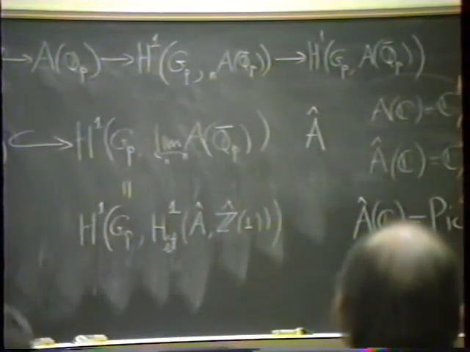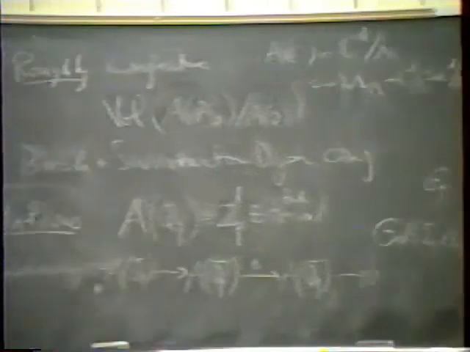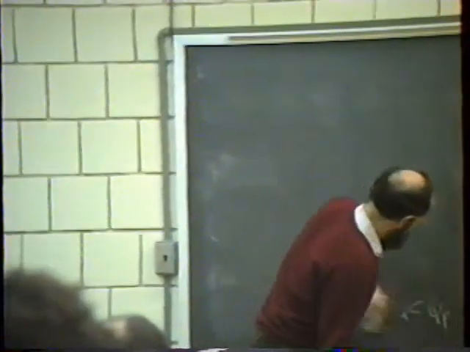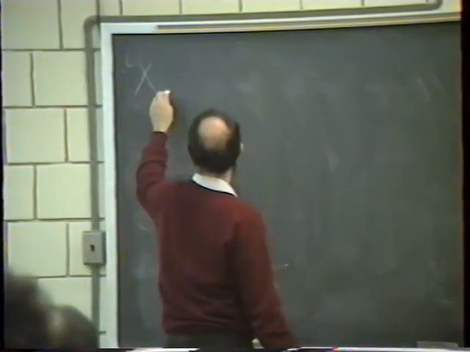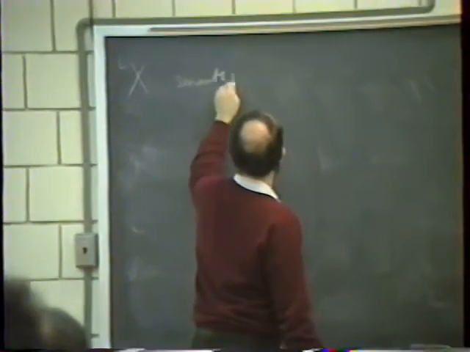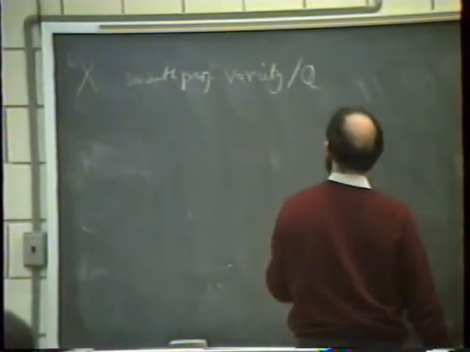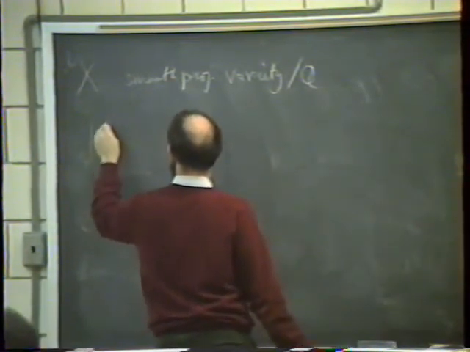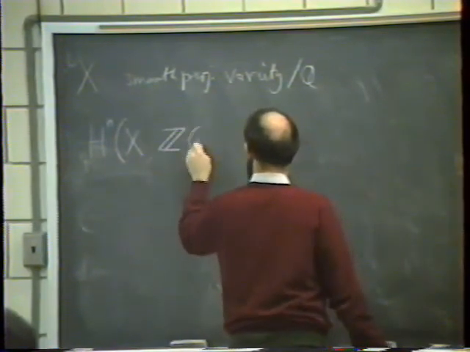But for those of you who came to the lecture yesterday, I talked about this notion of motives, and the basic idea of the notion of motives is if I gave myself a variety X, let's say a smooth projective variety, let's say over Q, and I give myself a cohomology group, let's say Hn of X, and I give myself a twist.